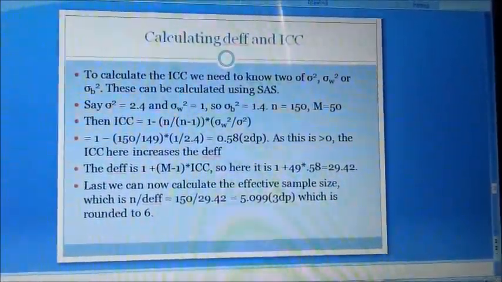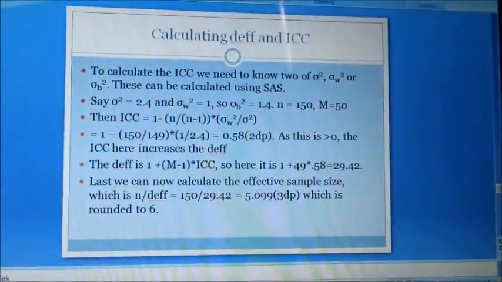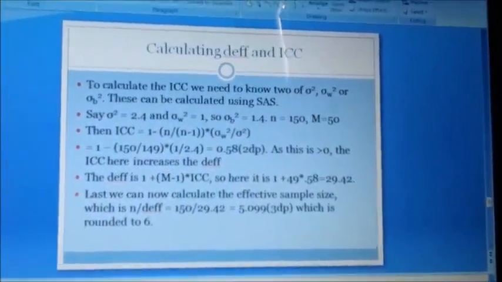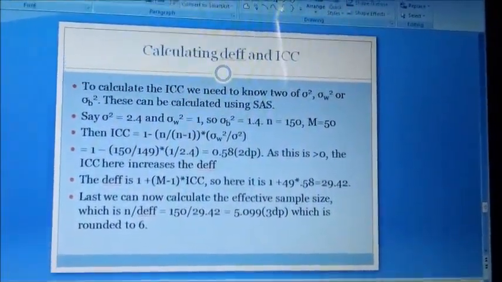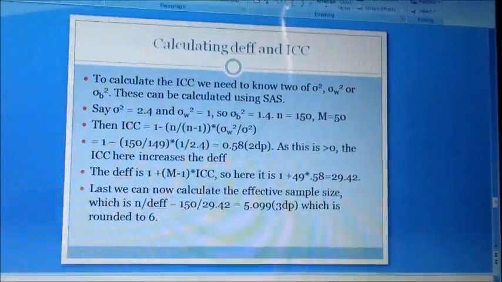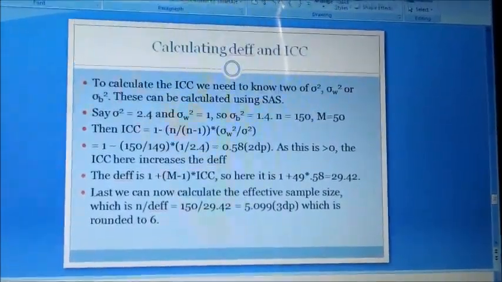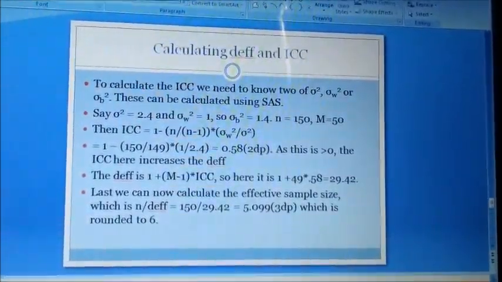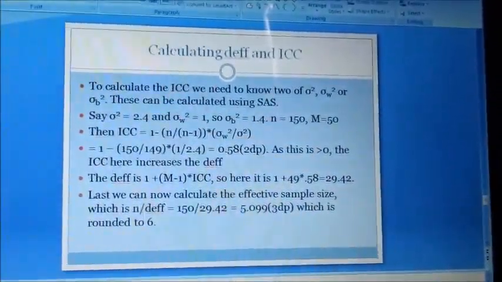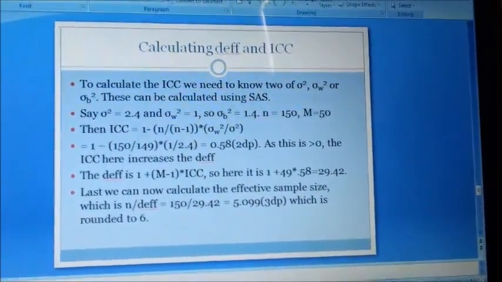And since this is greater than 0, we can tell that the ICC is going to cause the design effect to be higher. So yes, the design effect here is equal to 1 plus m minus 1 times ICC, which is 1 plus 49 times 0.58, and that comes out to be 29.42. So we can now calculate the effective sample size, which is just 150 divided by 29.42, which comes out to be 5.099, rounded to 3 decimal places, and this is rounded up to 6 to ensure that we have everything in our sample size.